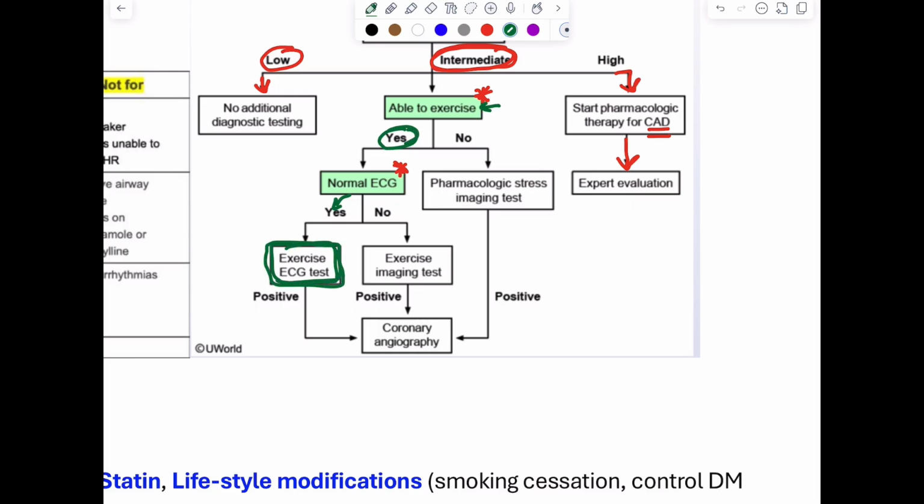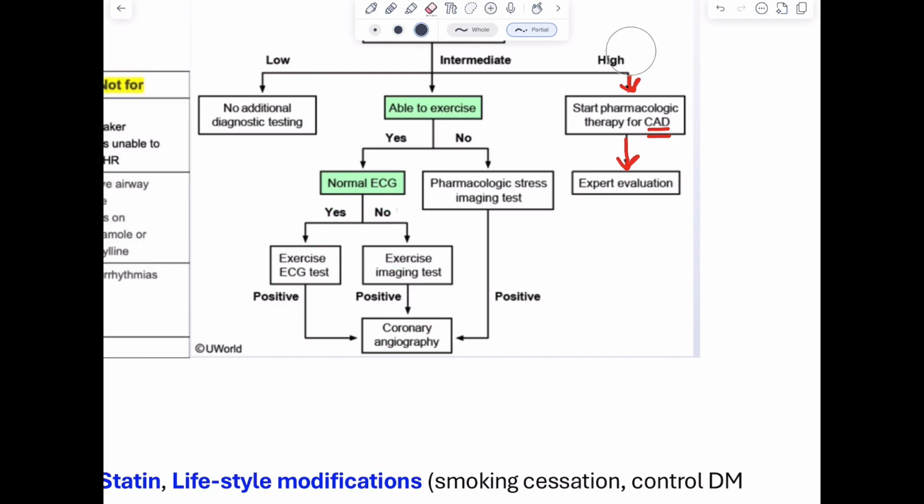Let's say you're able to exercise. However, you have an abnormal ECG right here. You still do an exercise test. However, you just add a little imaging test to it. Because if you don't do an imaging test and their baseline ECG is abnormal, then it's going to be very hard for you to tell if the changes on the ECG that you're doing is because they have a pathology or because they have an underlying cause from the beginning in their initial test, if that makes sense. You can't really tell if they have coronary disease or not if you start out with an abnormal test.